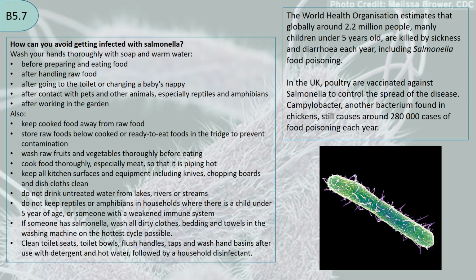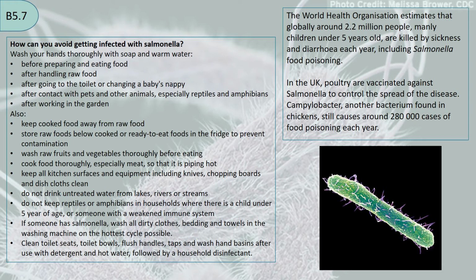Now, the World Health Organization, which you've probably been hearing about a lot more than you normally would, at the moment say that globally around 2.2 million people, mainly children under 5, are killed by diarrheal sicknesses, such as those caused by salmonella. So actually, salmonella and food poisoning is one of the biggest killers in the world. And that is because people dehydrate, because they don't have access to clean drinking water, which is so important.